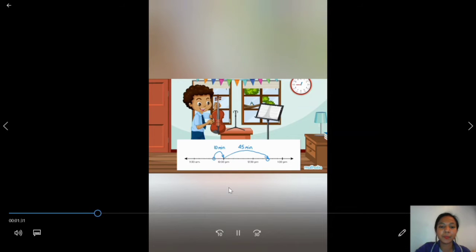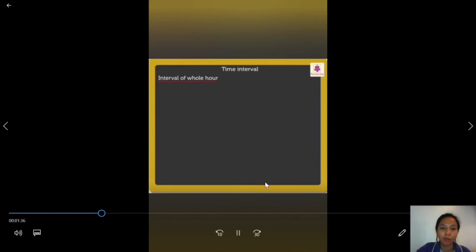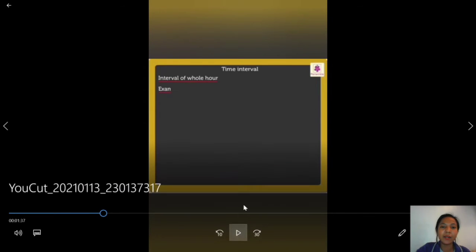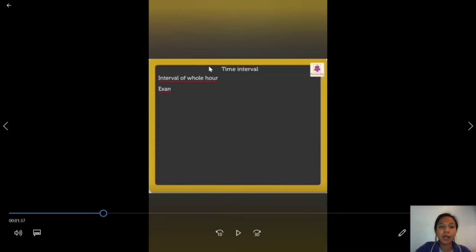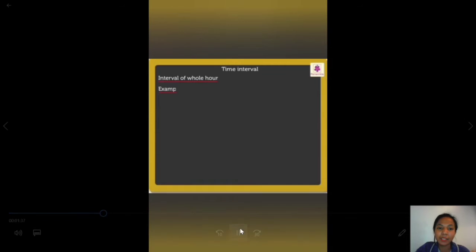Next, let's proceed to getting the interval of time. This is about the interval of time. First, we will get to know how to get the interval of time by whole hour, or by hour. So we have here an example.